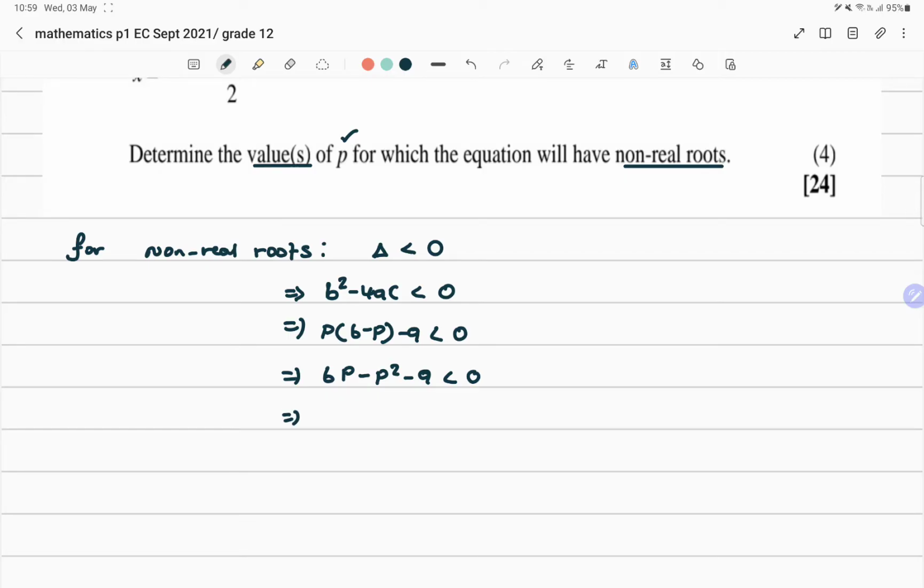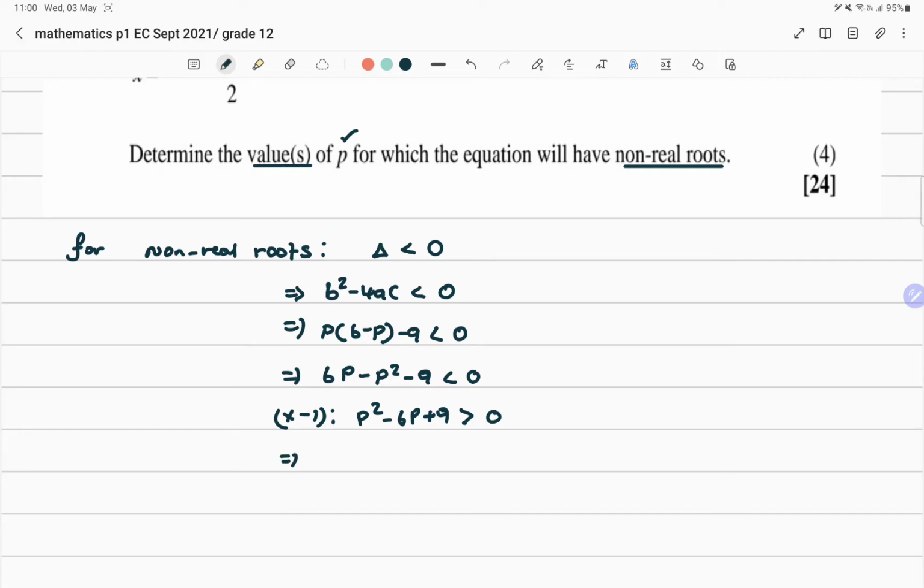And then of course the one thing you want to do here, because you can see it's a quadratic that needs factorization, you can just multiply by a negative. Then we will end up with p squared minus 6p plus 9 less than 0. By the way, the sign changes when you multiply by negative. So multiplying or dividing by a negative changes the inequality.